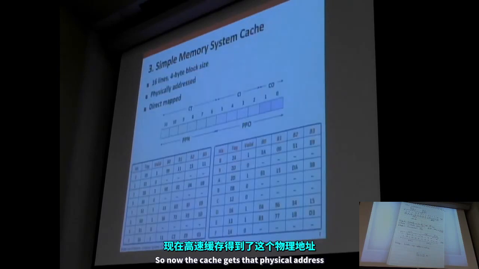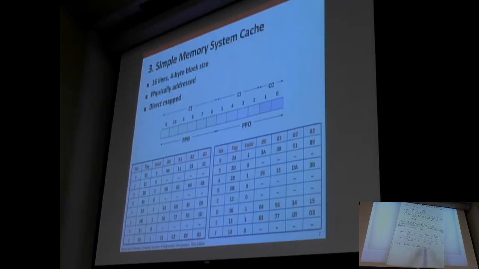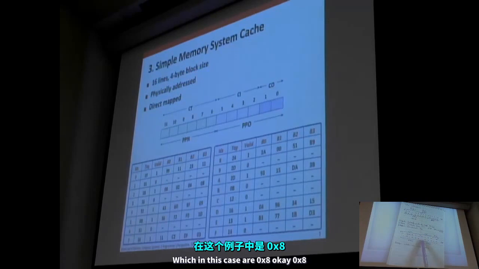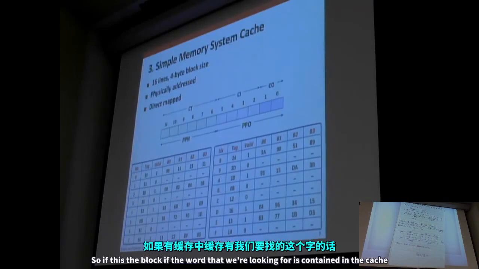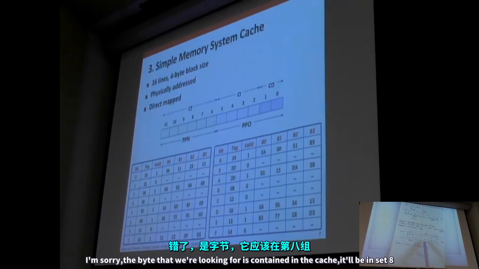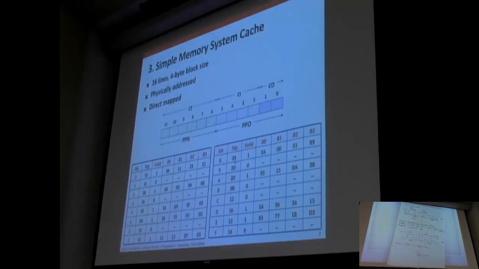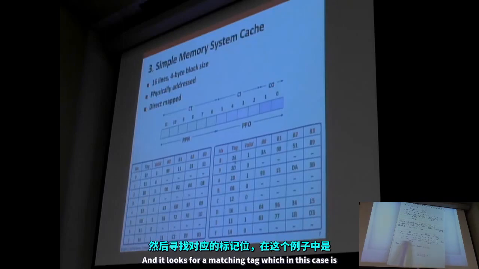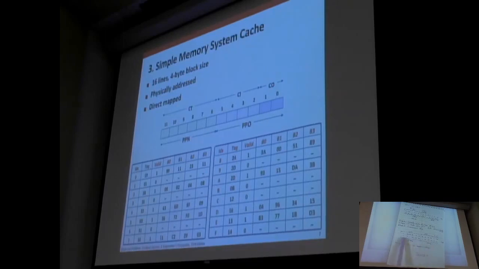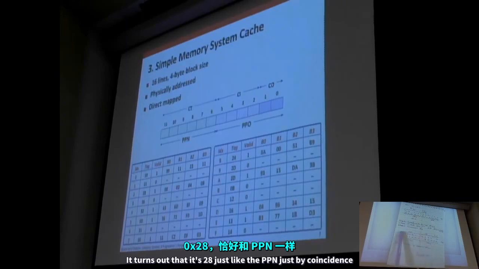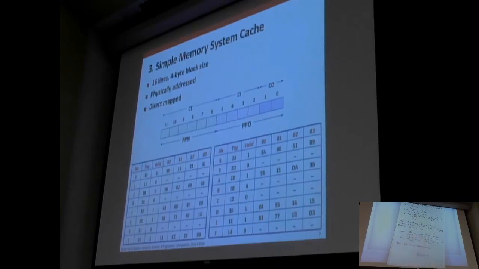So now the cache gets that physical address, and it extracts the cache index bits, which in this case are 0x8. So if the byte that we're looking for is contained in the cache, it'll be in set 8. So the cache goes to set 8, and it looks for a matching tag, which turns out to be 28, just like the PPN, just by coincidence.